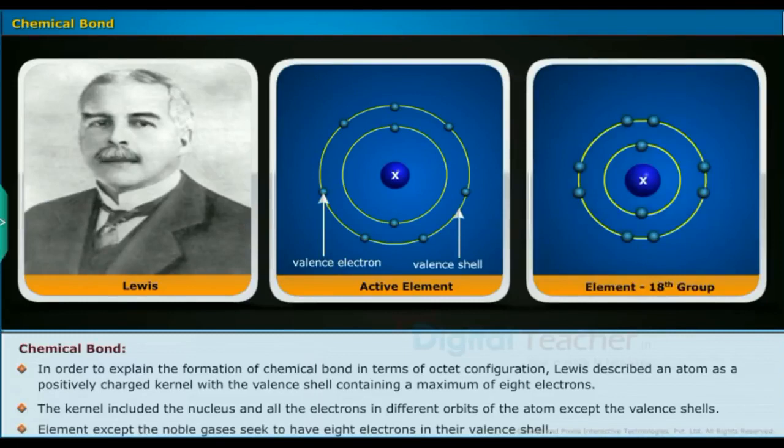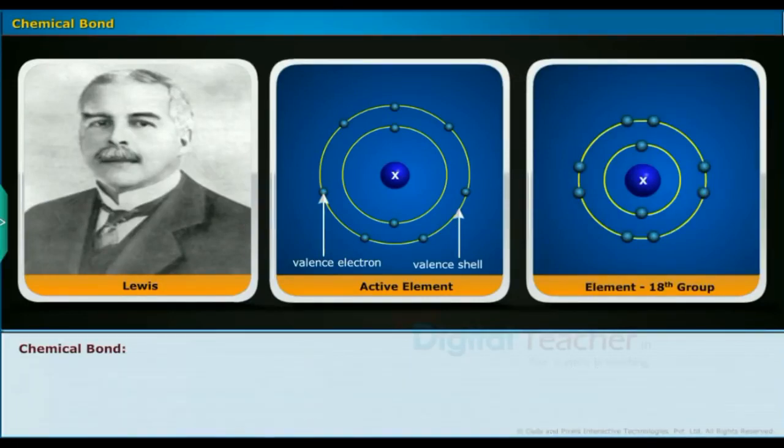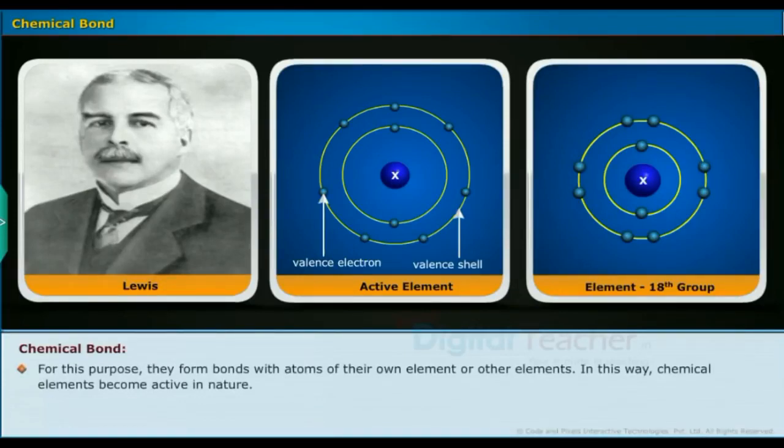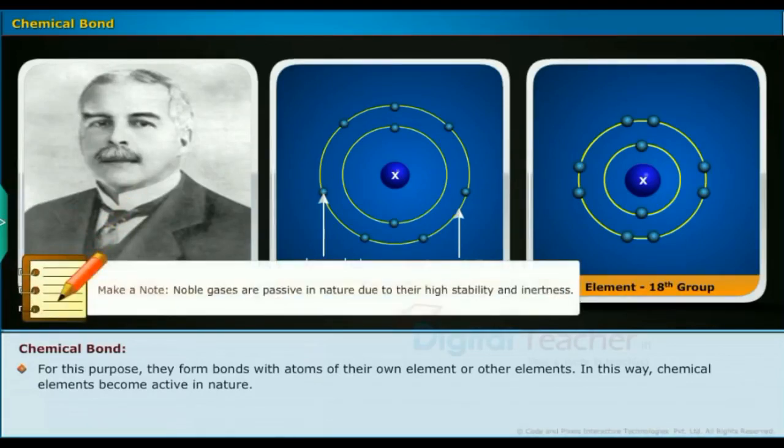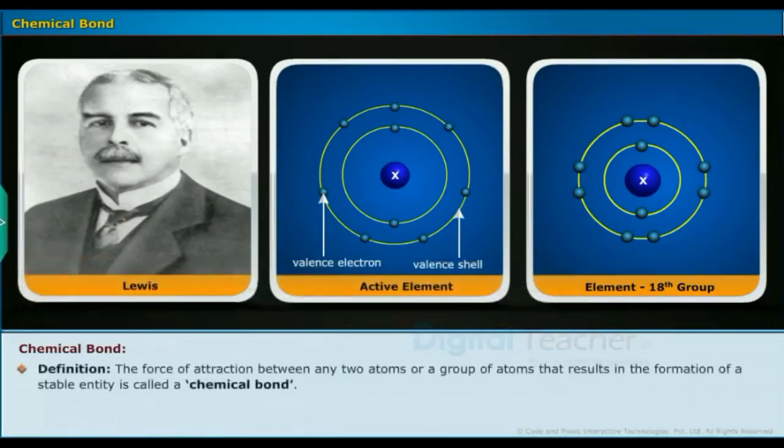Elements, except the noble gases, seek to have 8 electrons in their valence shell. For this purpose, they form bonds with atoms of their own element or other elements. In this way, chemical elements become active in nature. Make a note. Noble gases are passive in nature due to their high stability and inertness. Definition. The force of attraction between any two atoms or a group of atoms that results in the formation of a stable entity is called a chemical bond.